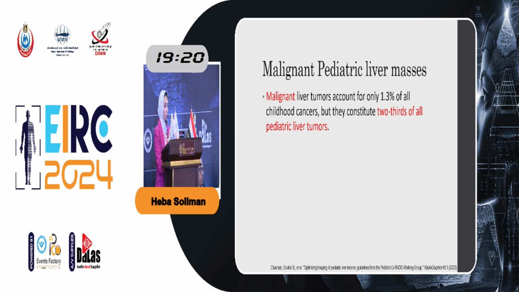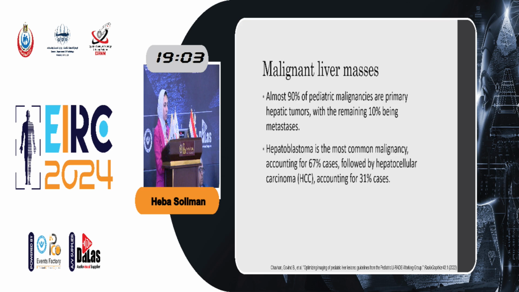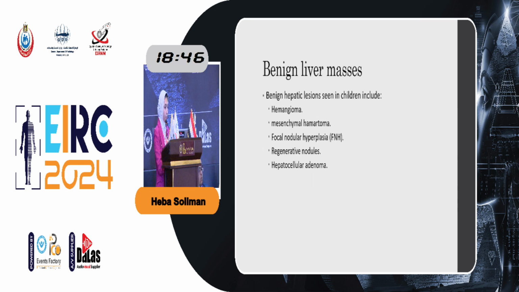Malignant liver tumors account for only 1.3% of all childhood cancer, but they constitute, unfortunately, 2/3 of all pediatric liver tumors. Almost 90% of pediatric malignancies are primary hepatic tumors, with the remaining 10% being metastases. Hepatoblastoma is the most common malignancy, accounting for 67% of the cases, followed by hepatocellular carcinoma, accounting for 31%. Other rare malignancies include embryonal sarcoma, accounting for only 2% of the cases.